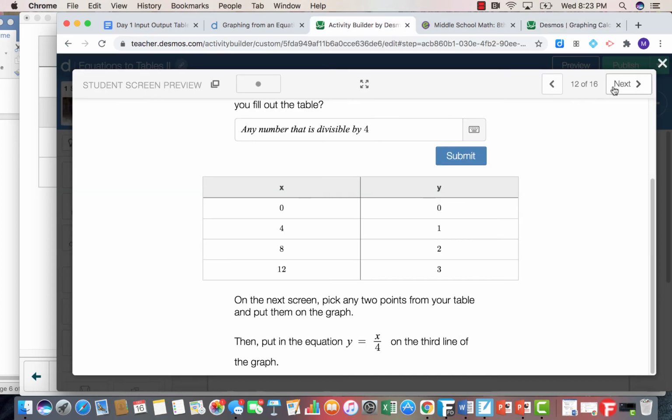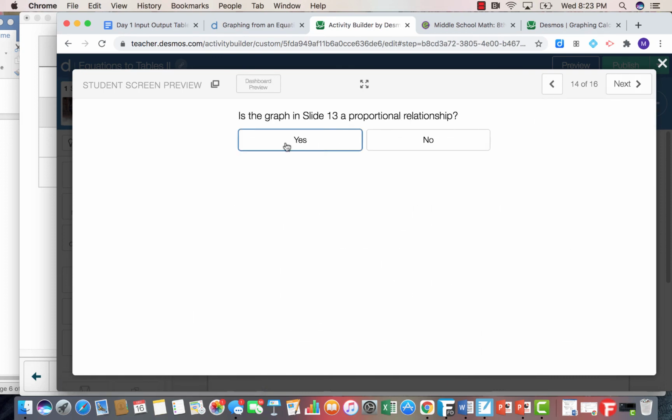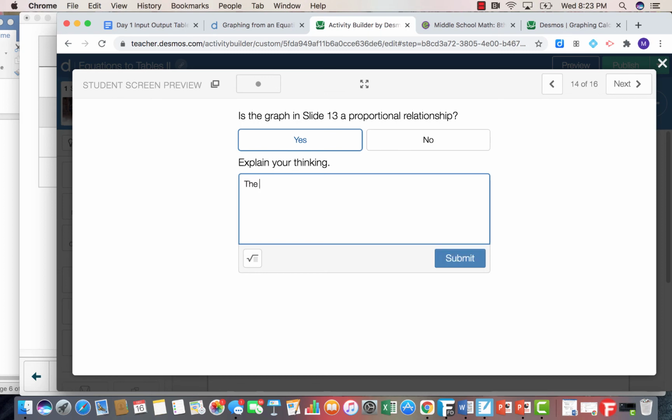So I'm going back here. I'm going to skip slide 13. I just did that on the other slide. Is this proportional? Yes. The line goes through the origin, right? The ordered pair 0, 0 is in the table. You could also say that.